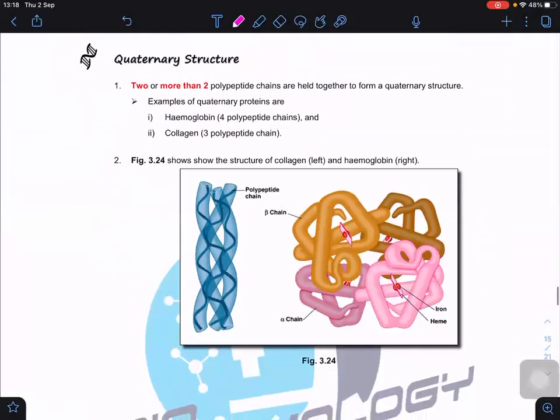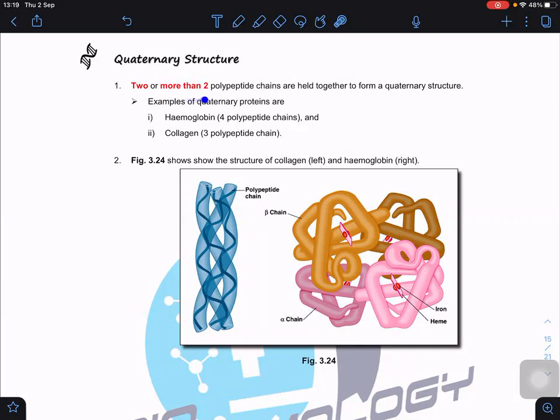So the last one we're going to look at before we take a break is the quaternary structure. When talking about quaternary structure, we look at how two or more polypeptide chains are held together to form it. For example, quaternary proteins include hemoglobin and also collagen. We will learn these later, when we look at how four polypeptide chains combine to form a complete protein, or collagen molecules, and we're going to use them as models to study globular protein and also fibrous protein.